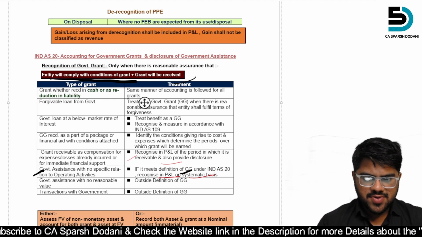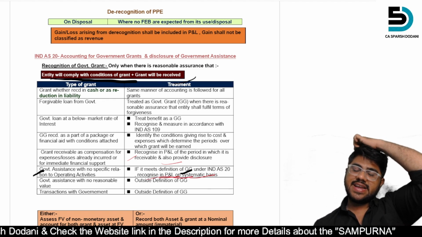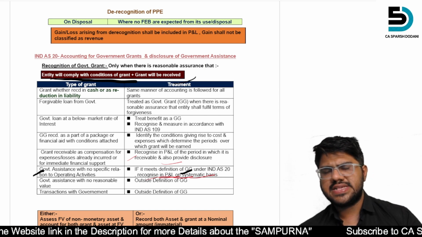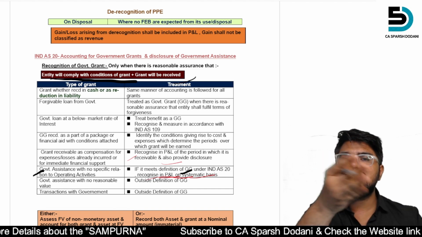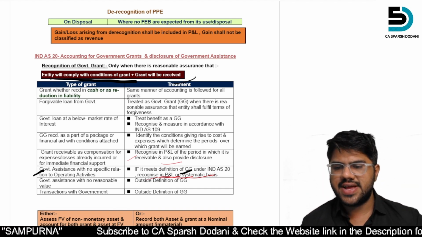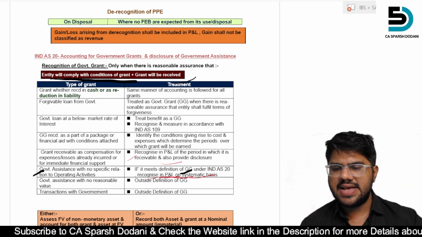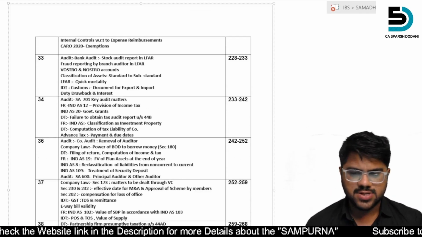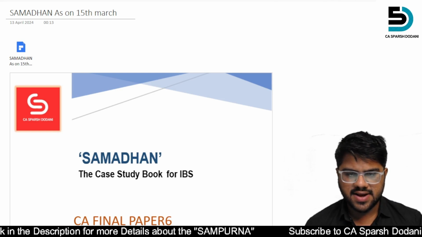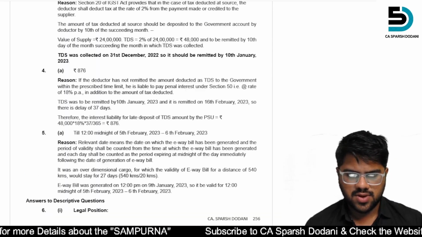We have to recognize in PNL as per the systematic basis. What would be the systematic basis? As per the year? I don't think so, because it is related to the expenditure. So how would you recognize it? We will recognize it as per the expenditure incurred. So as the expenditure is incurred, we will recognize.